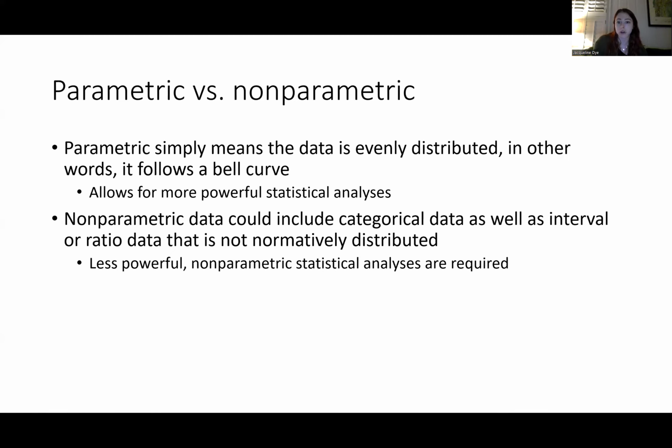Non-parametric data could include categorical data, so nominal or ordinal data, as well as interval or ratio data that is not normally distributed. So it might be skewed. There might be a lot of outliers. So this allows for fewer statistical tests that are available. They tend to be less powerful because the data is not ideal, if that makes sense. So the conclusions that we draw from the data are also not going to be ideal.